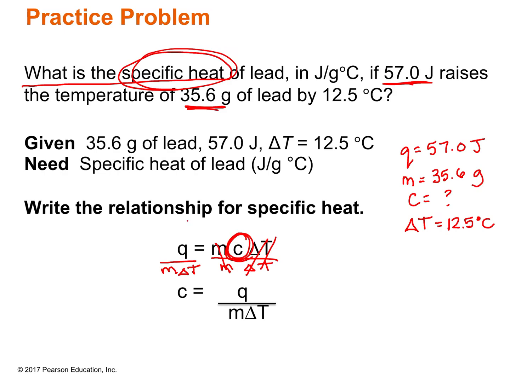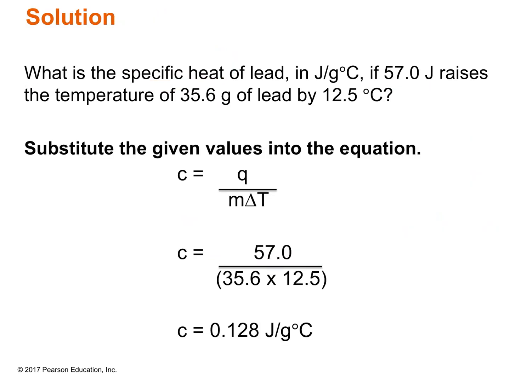So up there we have Q over M delta T equals C. And I like to just switch the sides because I like to have the variable that I'm solving for always on the left, but you could leave it that way if you like. So C is equal to Q over M delta T. Then you can just plug your numbers in.